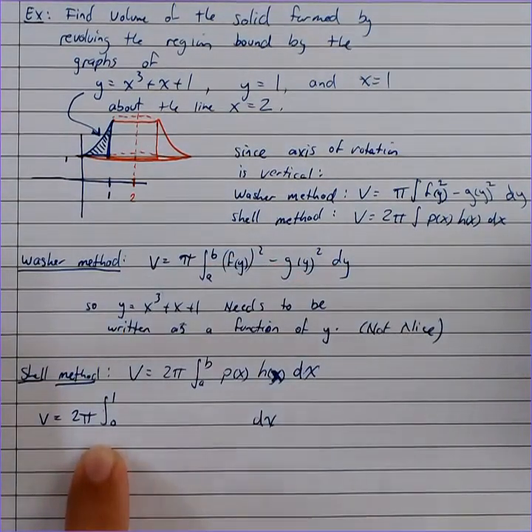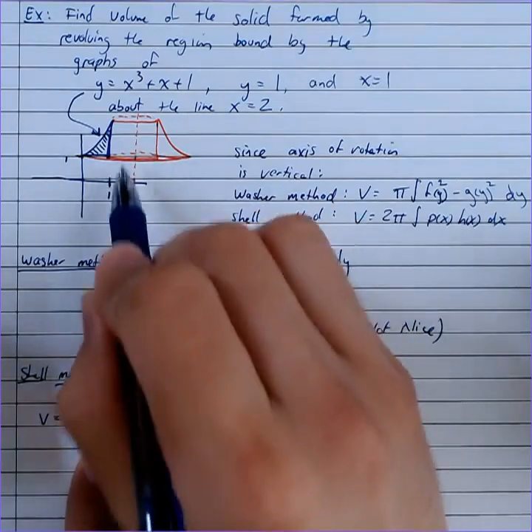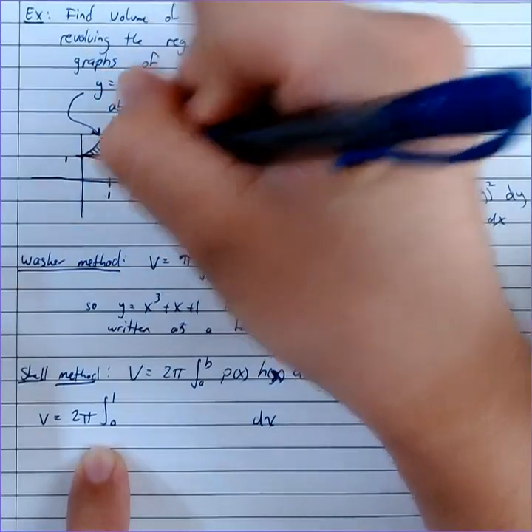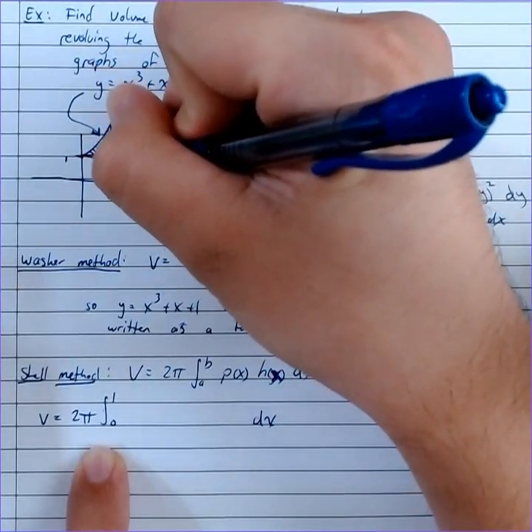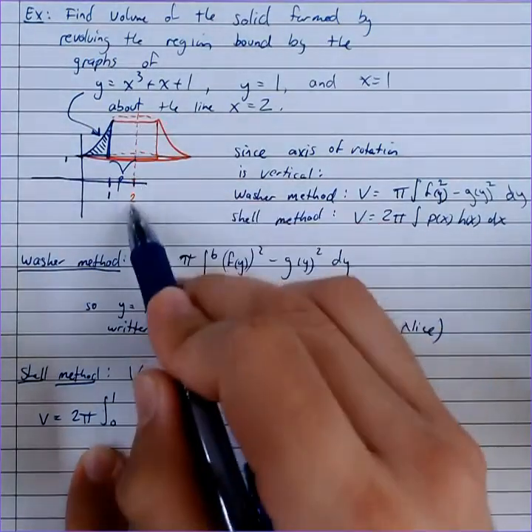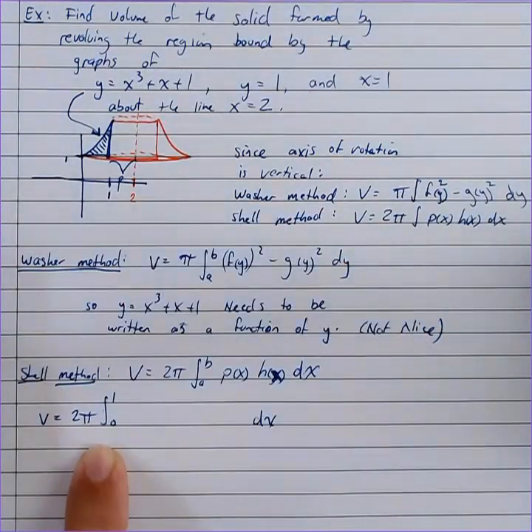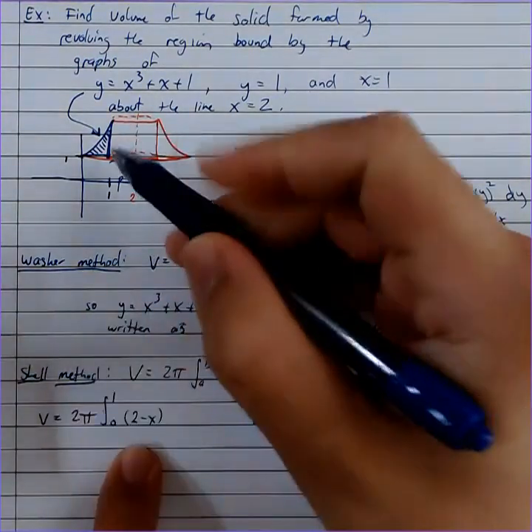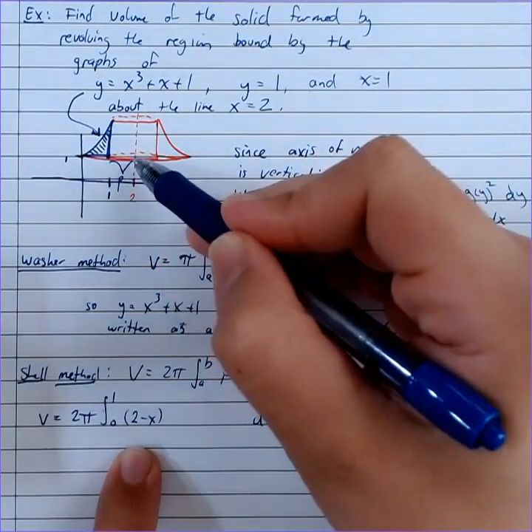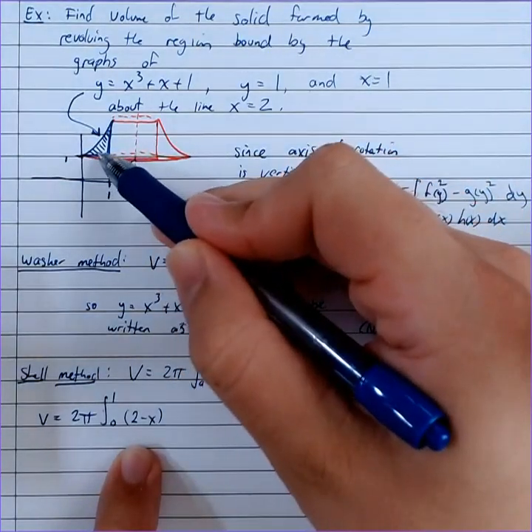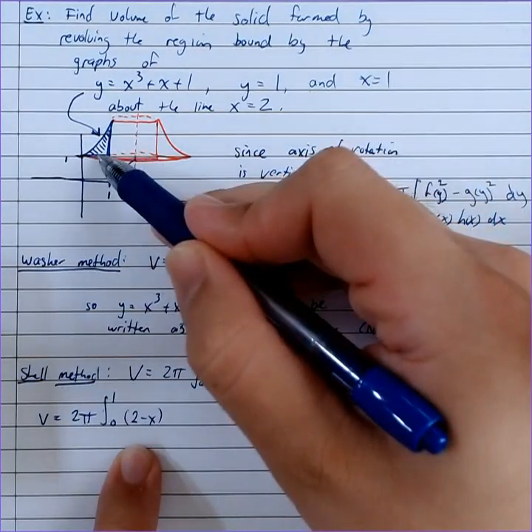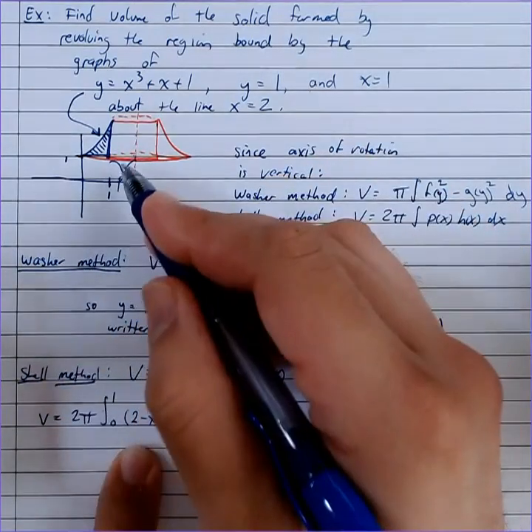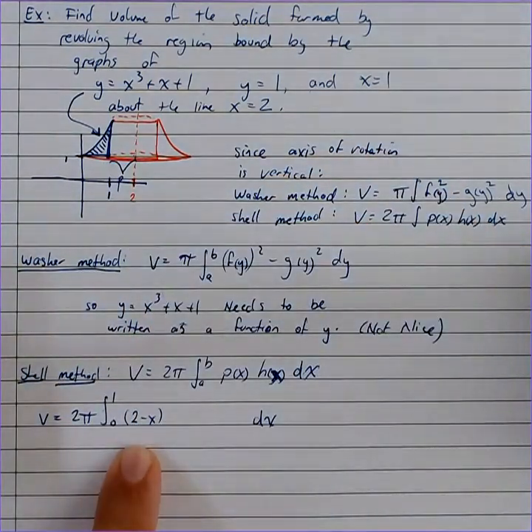p of x is the average radius of one of my shells. So that's going to be this distance from the axis of rotation out to my shell. Notice that is starting from 2 going backwards. As I mentioned, you're going to see this a lot. That's going to be 2 minus your x value. If x happens to be 0, 2 minus 0, that's 2. That's that distance there. If I'm at a half, 2 minus a half, well, that's 1.5. That's the distance from here to here. That'll give me the radius of one of these shells.